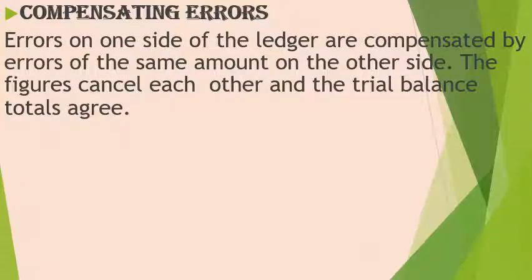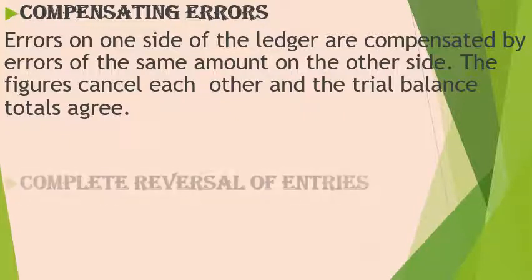Second last, compensating errors. These are errors on one side of the ledger that are compensated by errors of the same amount on the other side. You make one mistake on one side, you do another mistake on the other side of the same amount. So it will balance, your trial balance will agree, yet there is that mistake which we call compensating. It compensates the other. You made one mistake of 10,000 on the debit side, you make another mistake of 10,000 on the credit side. So it will balance, yet there is that mistake.